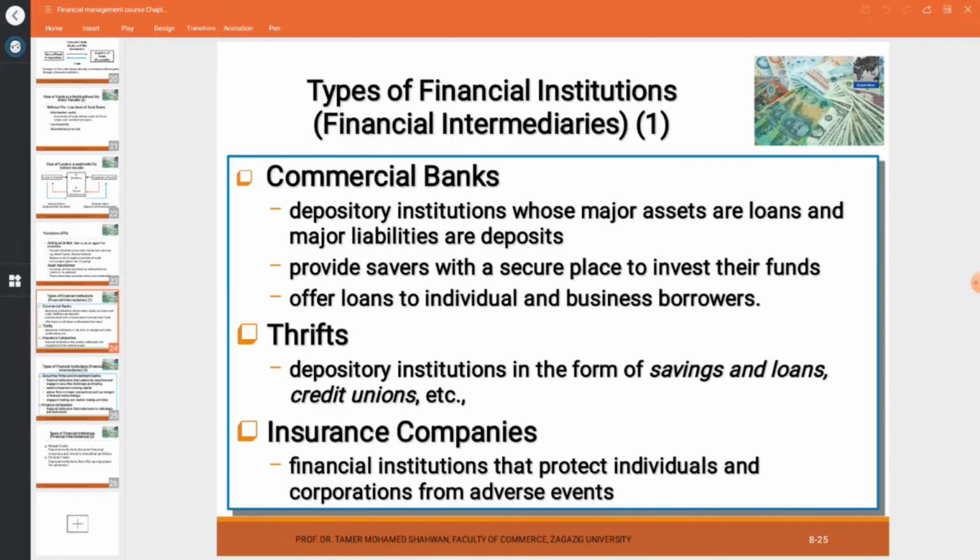Actually, we have different types of financial institutions, and you must be aware of those types. We have commercial banks. Commercial banks are depository institutions whose major assets are loans and whose major liabilities are deposits. The second type is thrifts. Those are depository institutions in the form of savings and loans and credit unions. Also, we have insurance companies. Insurance companies play a very important role in protecting individuals and corporations from adverse events.